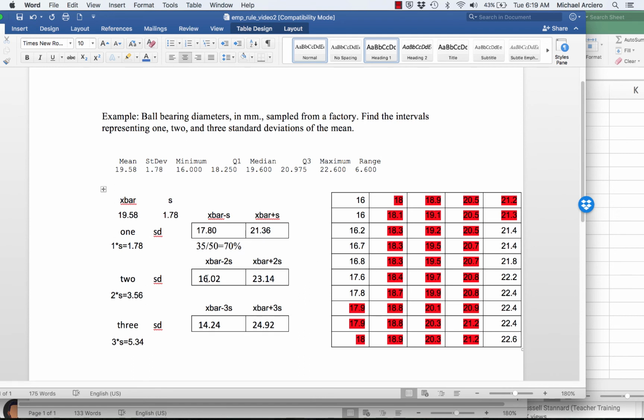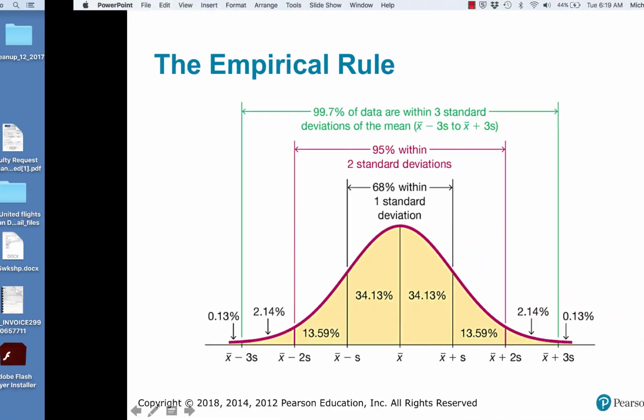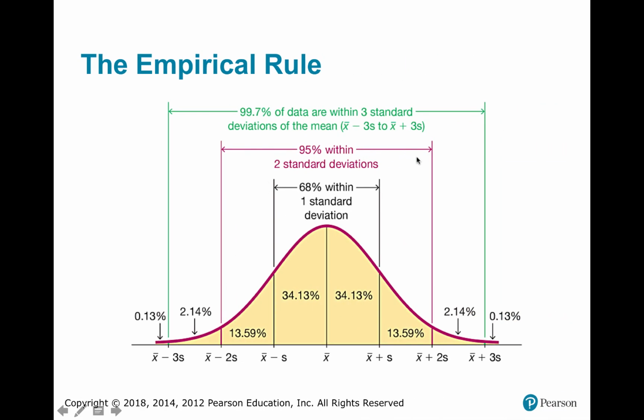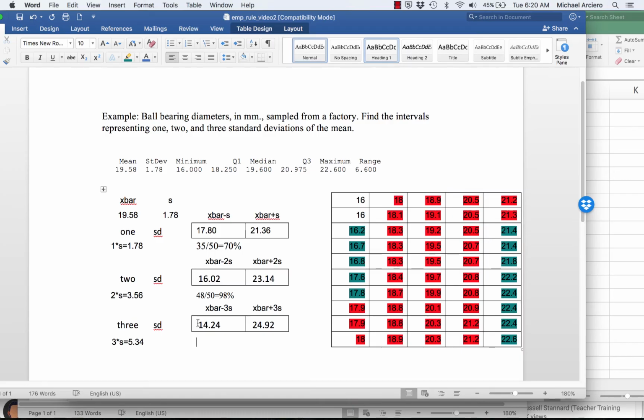All right, what about 2 standard deviations? Well, we're going to pick up these values here. We get 48 out of 50, which equals 98%. Does that agree with our empirical rule? Well, the empirical rule says about 95%, so 98% approximately agrees. And now for 3 standard deviations, we're going to take up all the data.